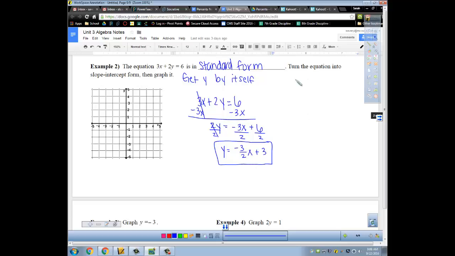So when I go to graph it, I know my slope is negative 3 over 2 and my y-intercept is 3. So I'm going to begin with the b. So begin on the y-axis, which was 3. Your slope was negative 3 over 2, so from this point I'm going to go down 3, right 2. You can make another point if you want, but it is not necessary. So it would look like that. Okay, we have two more examples on the next page.